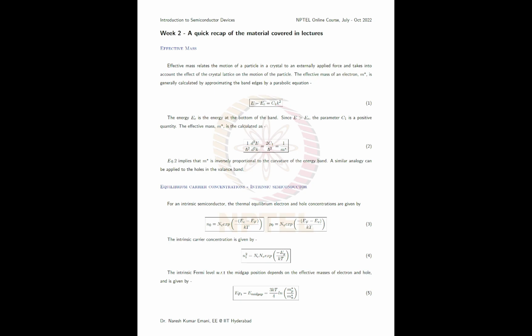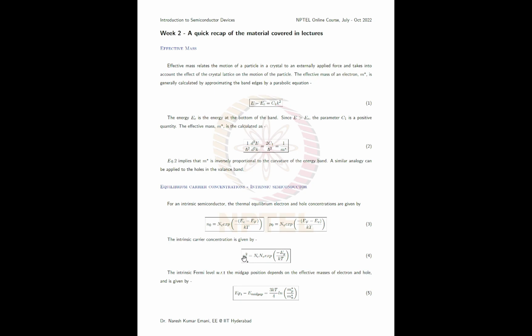The Fermi level is the energy below which, at 0 Kelvin, all the electron states are filled, and above which all the electron states are empty. That is called the Fermi level. Then you can combine these to get this formula: ni square equals Nc Nv exponential of minus Eg by kT, where ni is called your intrinsic carrier concentration.